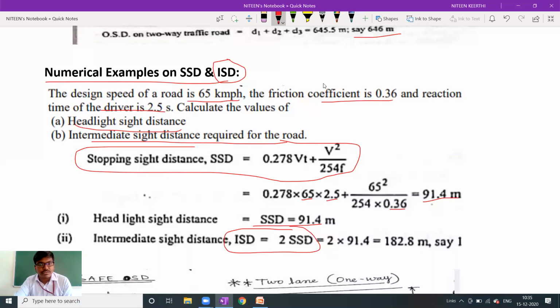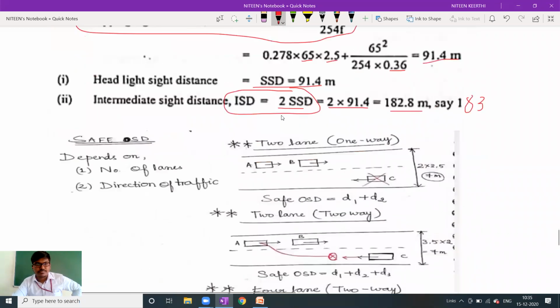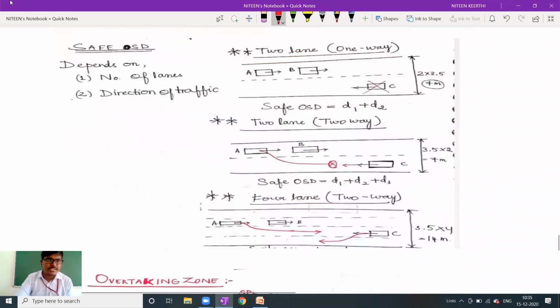So intermediate sight distance will be 2 times the stopping sight distance, which is 2 into 91.4, which is 182.8, or approximately you can write it as 183 meter, which will be the intermediate sight distance. So this is just to know the safe OSD.